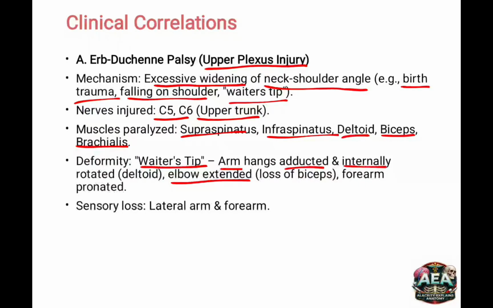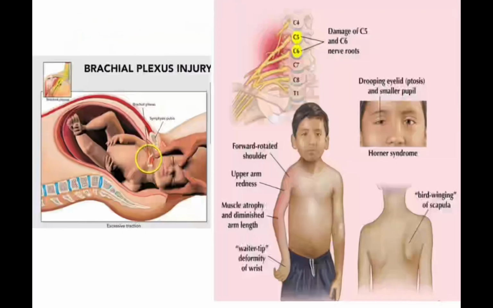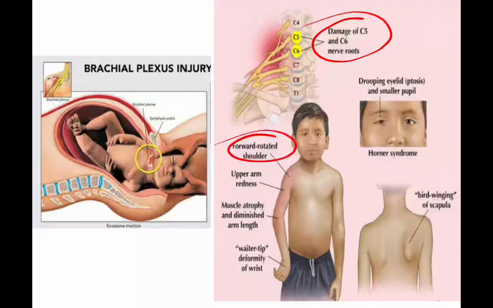The elbow is extended, and the forearm is what? Pronated, in that sequence: arm adducted and internally rotated, elbow extended, forearm pronated. Sensory loss: there's loss of sensation in the lateral aspect of the arm and forearm. So this is an image of upper plexus injury, where there's damage to the C5 and C6 nerve roots. You see a forward rotated arm, redness of the upper arm, muscle atrophy and diminished arm length, the waiter's tip deformity. Don't forget that.